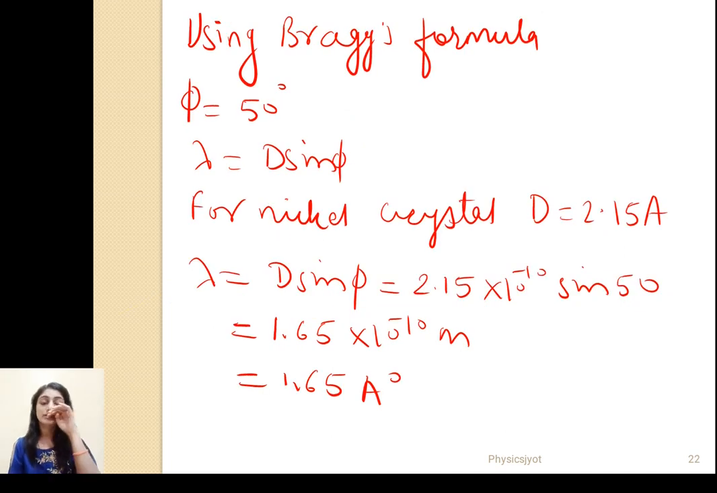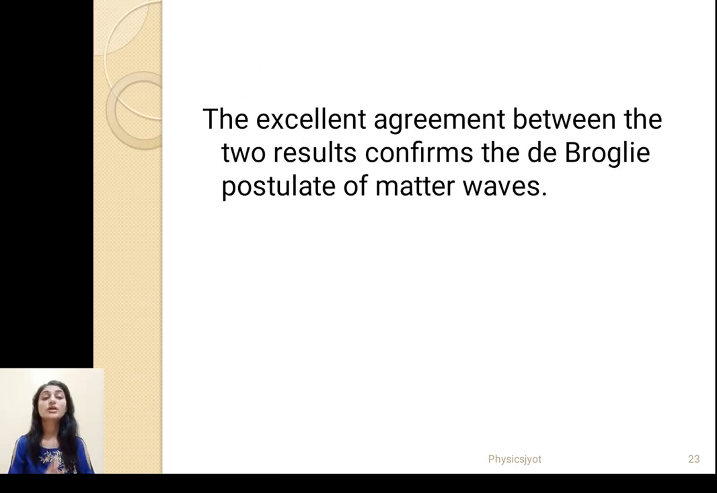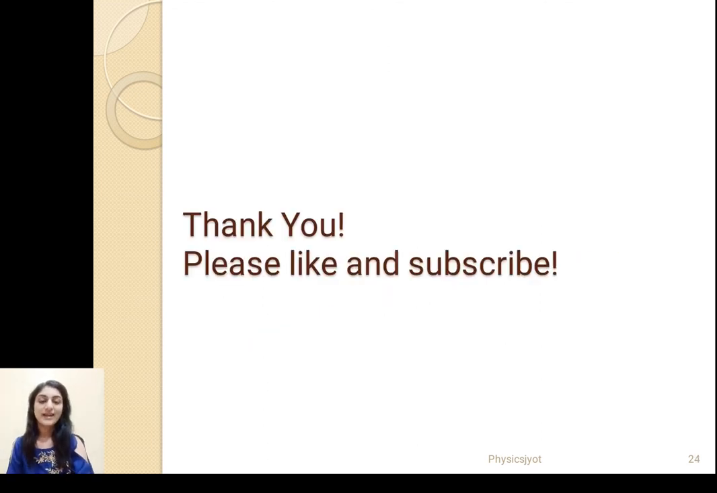And if we use Bragg's formula, phi is 50 degrees, and we use the formula lambda equals d sin phi. We are assuming n equals 1, that is the first order spectrum. For the nickel crystal, d is 2.15 angstrom, and when we substitute all these values, we get lambda equals 1.65 angstrom, which is in very good agreement with the value we calculated using the de Broglie hypothesis. So the excellent agreement between the two results confirms the de Broglie postulates of matter waves. Thank you so much.